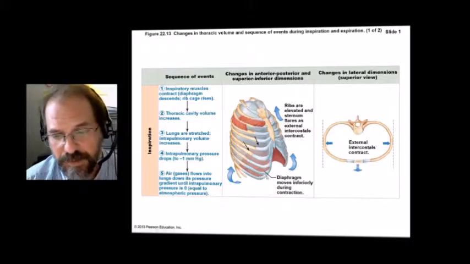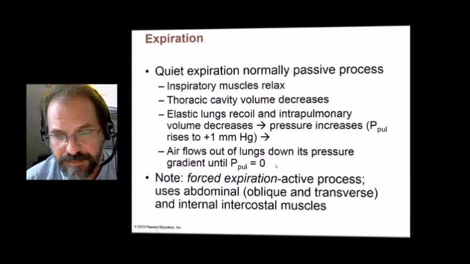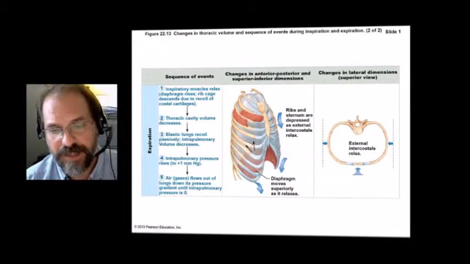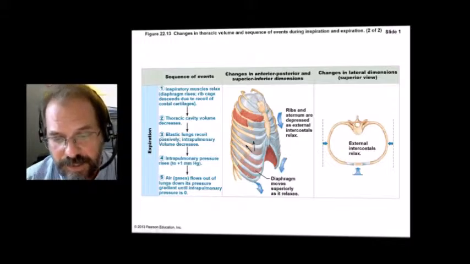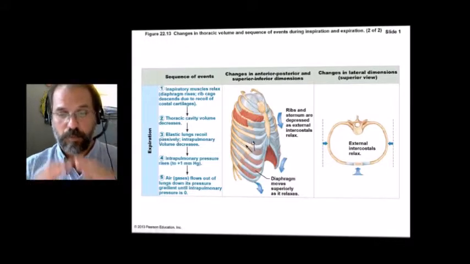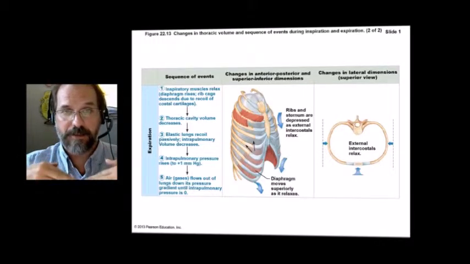So as I mentioned, the only muscle that's absolutely required for breathing is the diaphragm. Okay. So what happens when the diaphragm relaxes? Well, when you relax the diaphragm, it actually springs up towards the heart. So a relaxed diaphragm is very dome-shaped. It comes way up like this. And when the diaphragm contracts, it goes down.